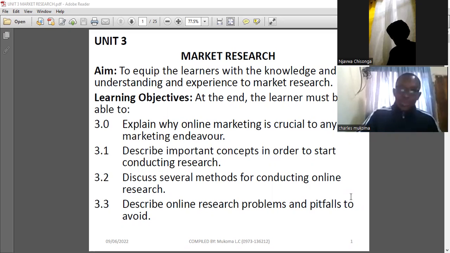So let's look at our next topic, which is market research. We will look at online marketing. We will look at important concepts in order to start conducting research. We'll discuss several methods for conducting online research. Then we'll discuss online research problems and pitfalls to avoid in online research.